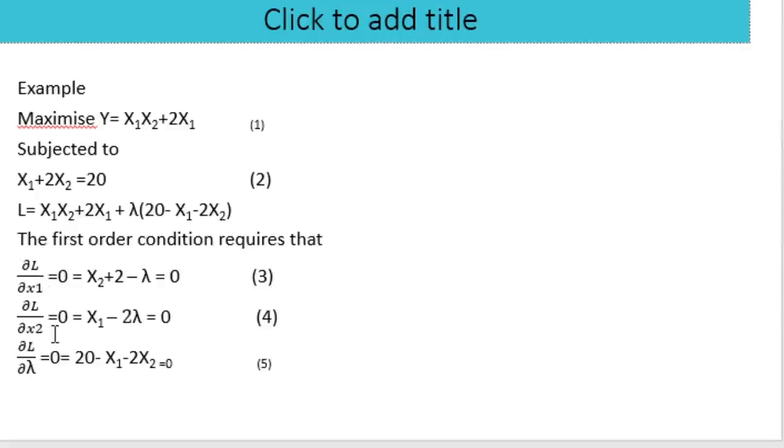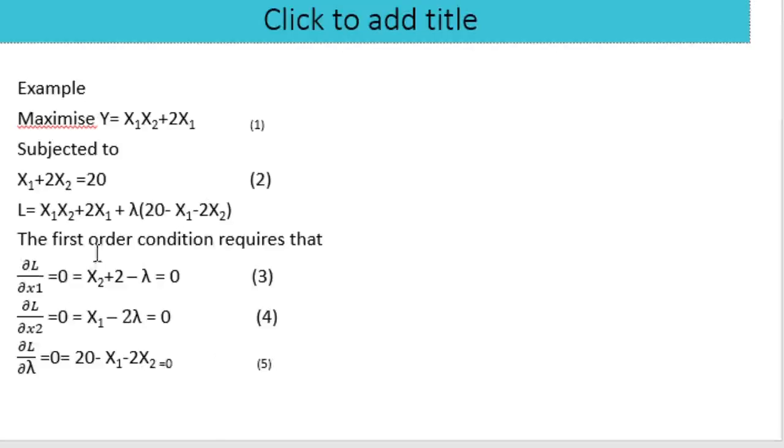And likewise dou L by dou x2 equal to 0. The differential of x1 x2 is x1. Here there is no x2 in 2x1, therefore it is 0. Then lambda times 2x2 gives a differential of minus 2 lambda. This is equal to 0.